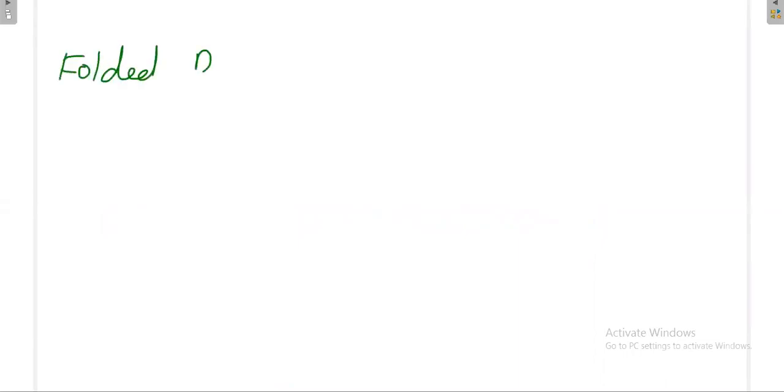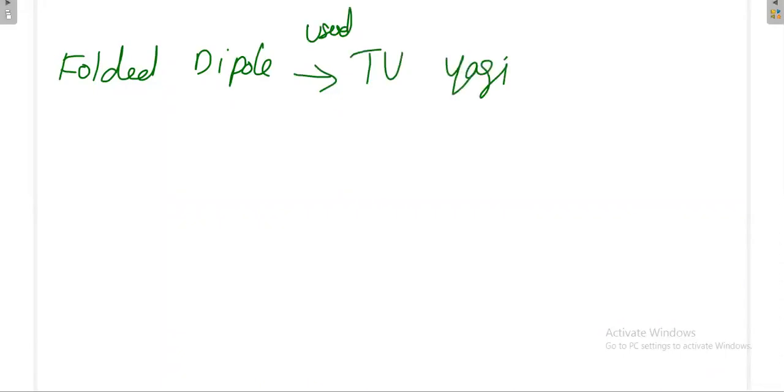TV Yagi antenna. Yes, TV Yagi antenna. I think you might have seen a structure like this.